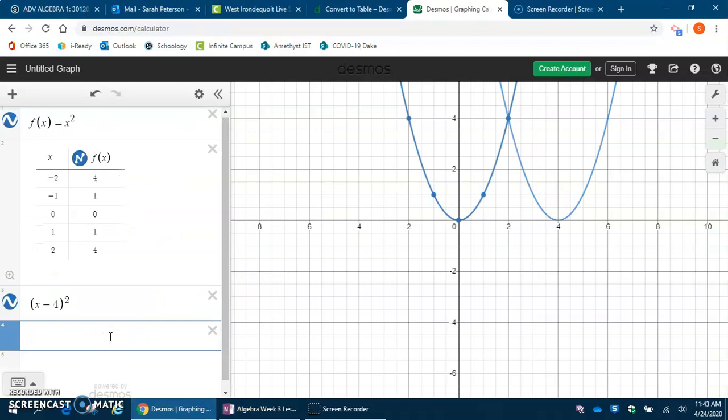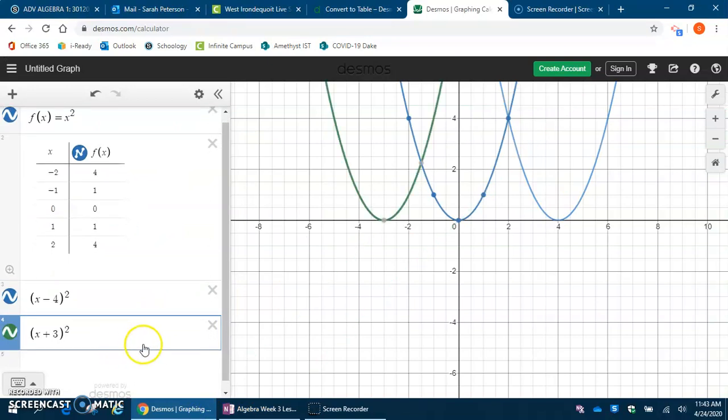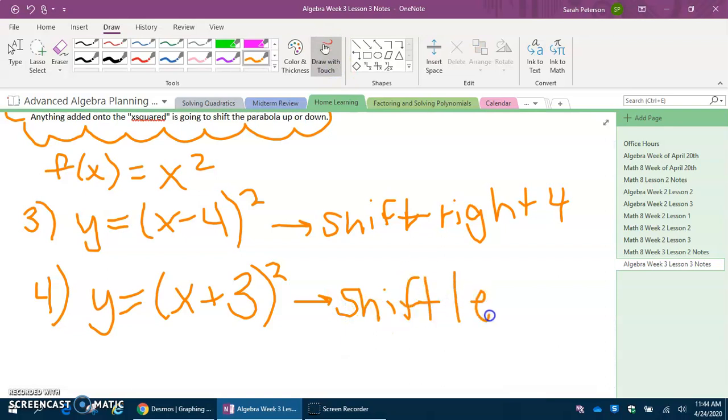So I'm going to go down here and do (x plus 3) squared. Oh look, it shifts it to the left. So when it's positive, it shifts it to the left. When it's negative, it shifts it to the right, which is kind of different. So I'm going to write down shift left 3.